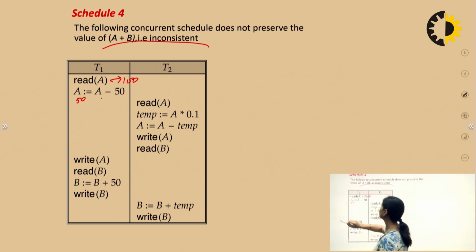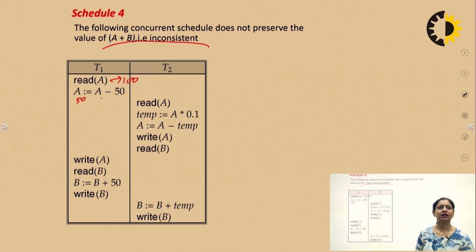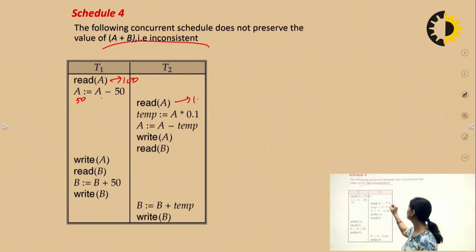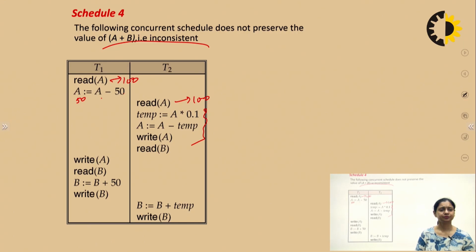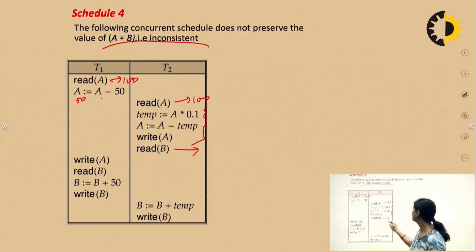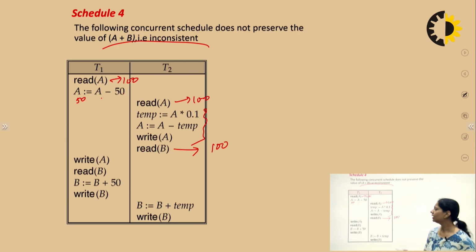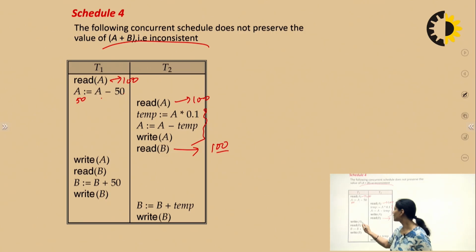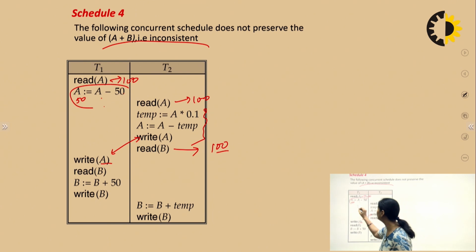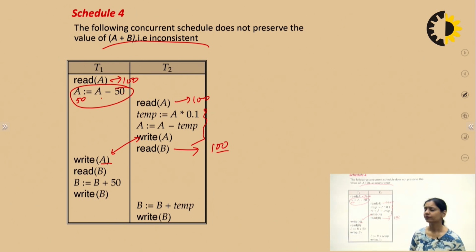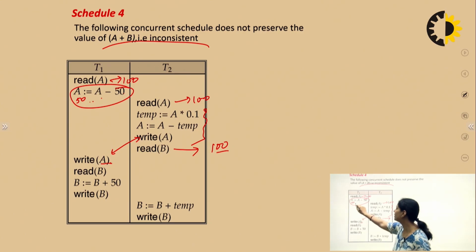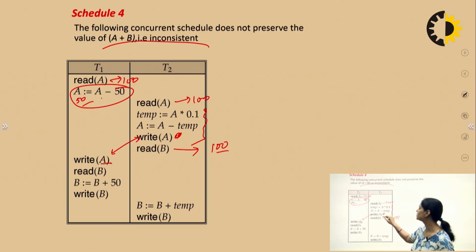This becomes 50, but it is not updated in the database. So the current value in the database would still be 100. So this read A would read the value 100 and would do all the calculations related to this. Now, read B. Here again, if B initially has the value 100, it will have 100. This write A would only write this value, and this value of 50 gets lost. This write A will not write the value 50, instead it will write the value that has been obtained from here.